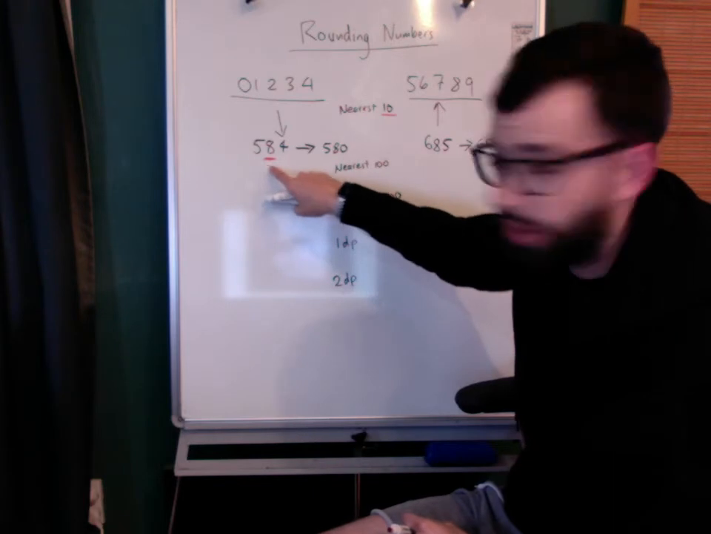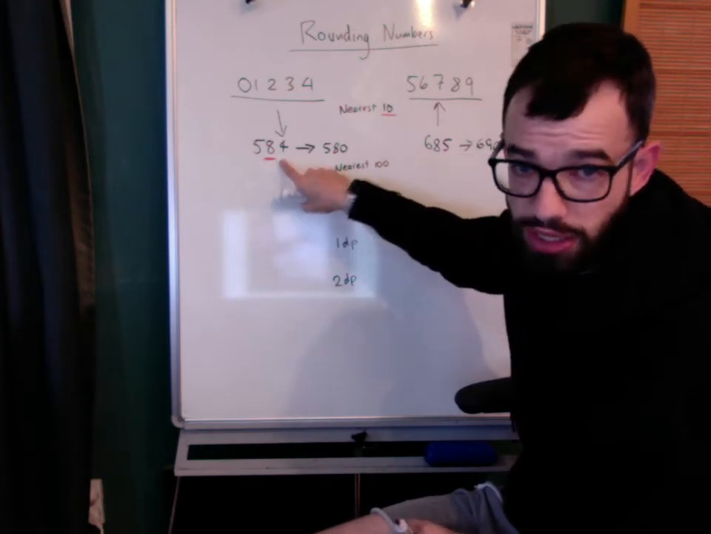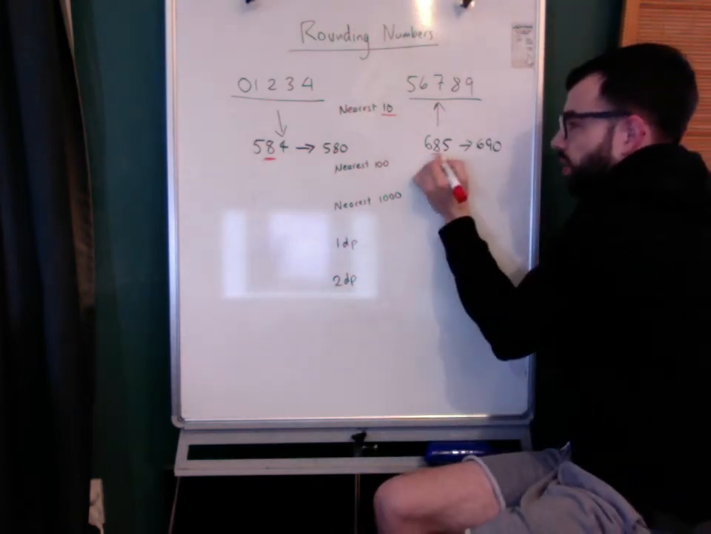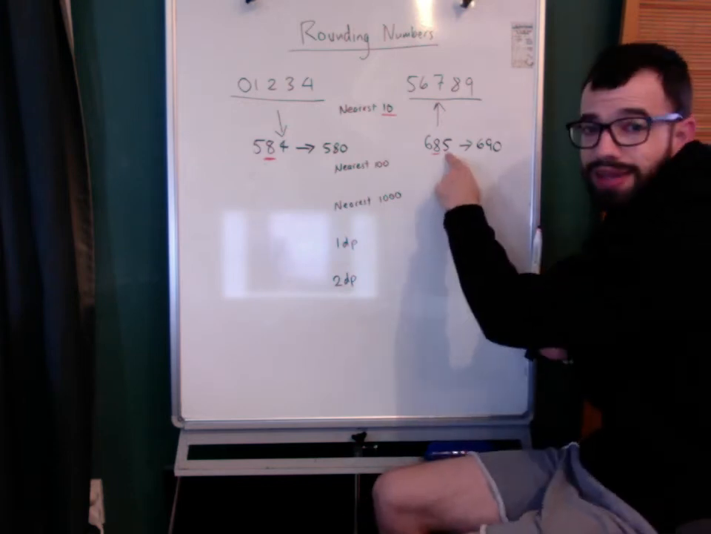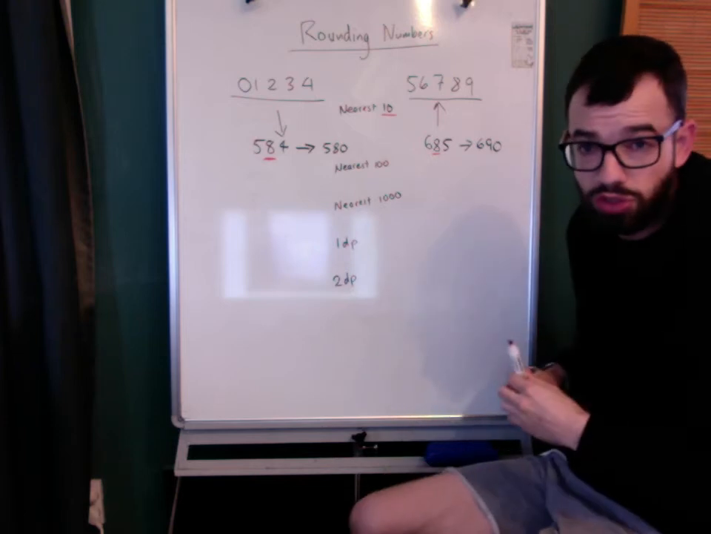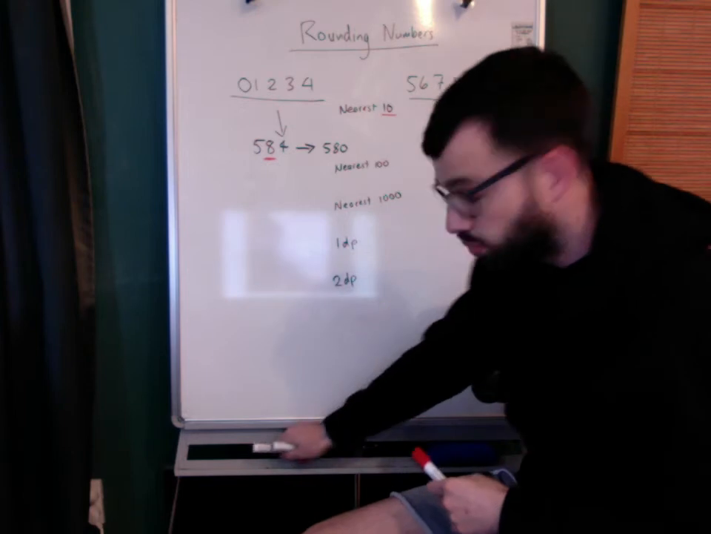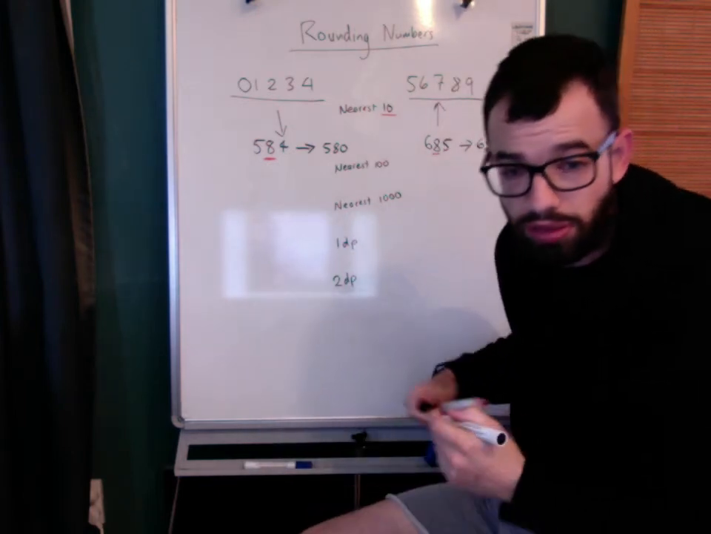So highlight the number that's being rounded. Look at the number to the right of it. That will tell you. We jump over here and do the same thing. We highlight the number that is being rounded. We look at the number to the right of it. It is a number that is up. So it means that 685 we rounded up to 690. Okay, let's have a look at some examples with nearest 100, 1,000, and then we'll see if there's anything different with decimals.